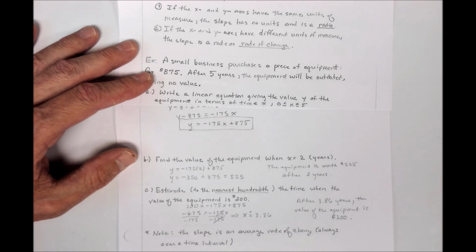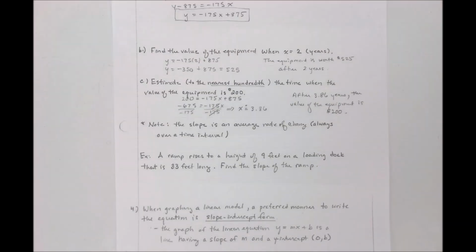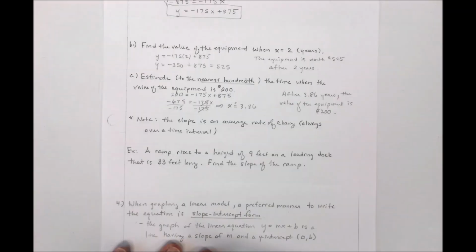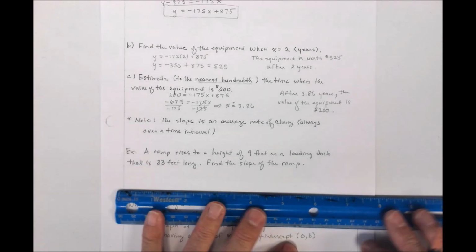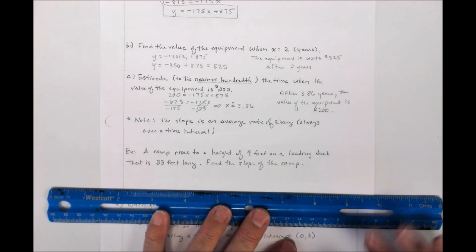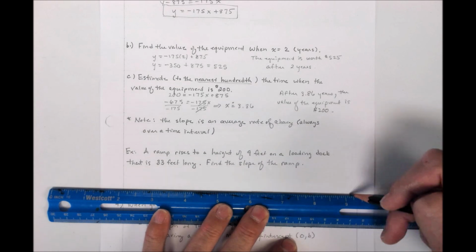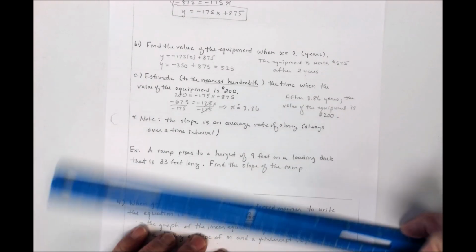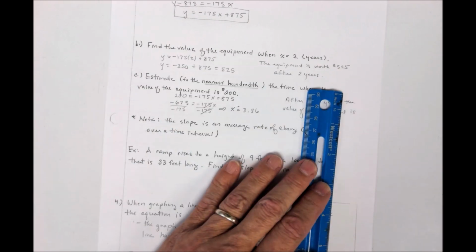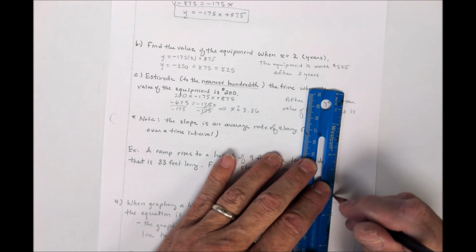All right, now that's an example where the slope was a rate of change, but in this next example, you're going to see that the slope is actually going to turn out to be a ratio because the units are the same. It says that a ramp rises to a height of 9 feet on a loading dock, so I'll try to draw this in and make it look official. Here's my level ground. Here's my loading dock. Let's see if I can draw this worth a darn.